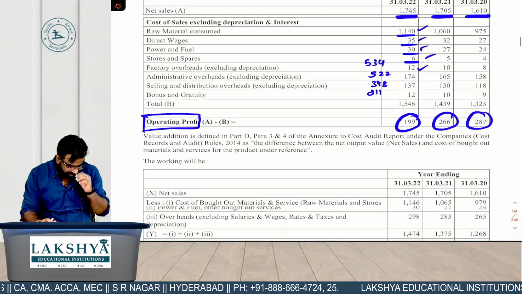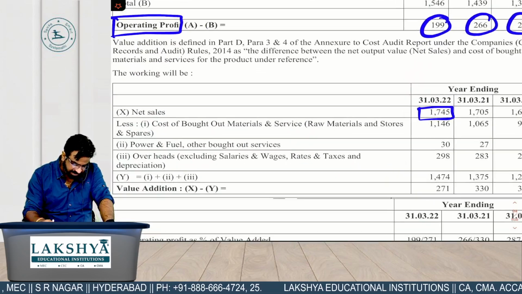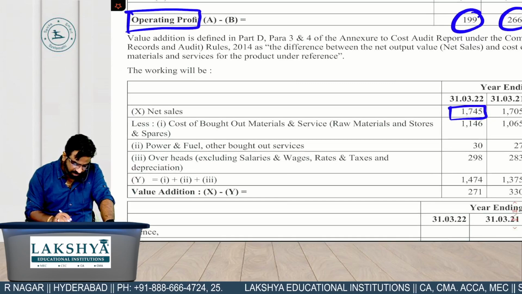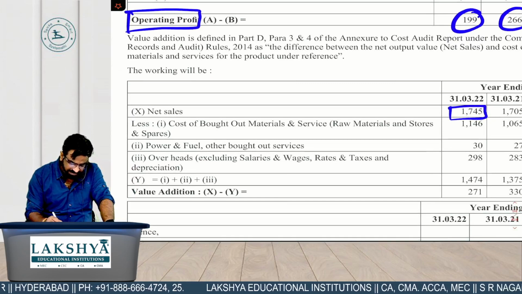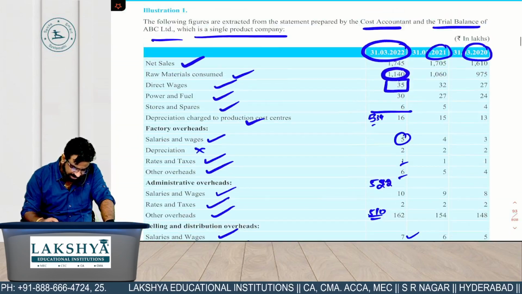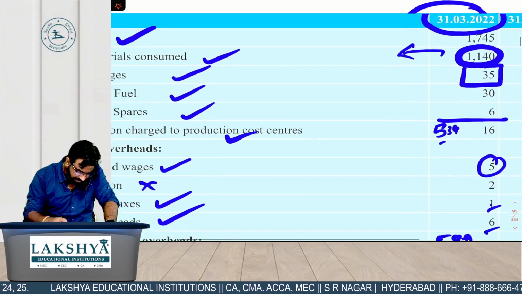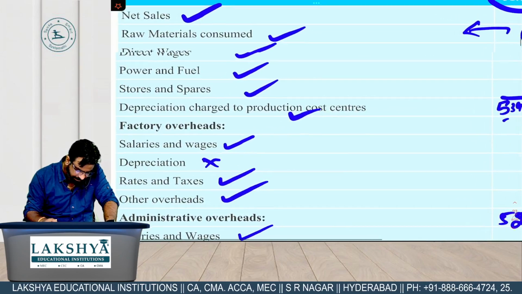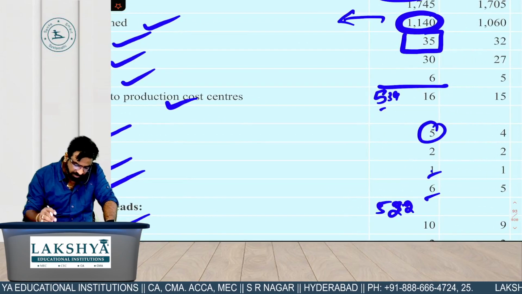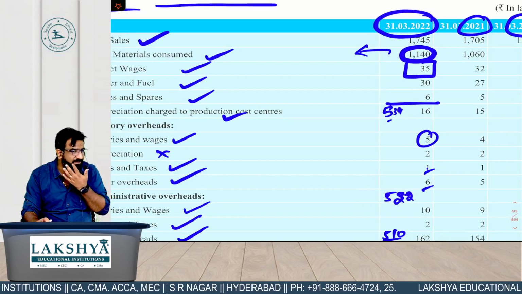Now let's do value addition. Value addition has the same formula. What is the sales, everyone? 1745 minus cost of bought goods and services, raw materials and what? Stores. It means we will add these two things. How much are raw materials? 1140. How much are stores and spares? 6. So how much is it? 1146. So 1745 minus 1146.